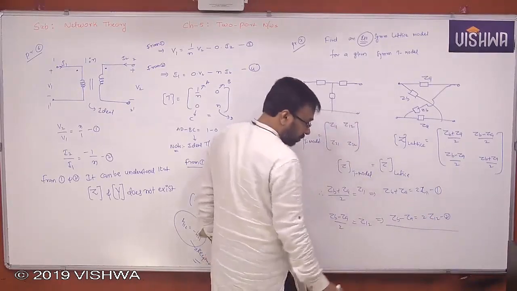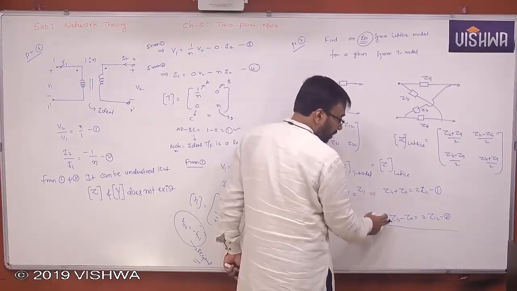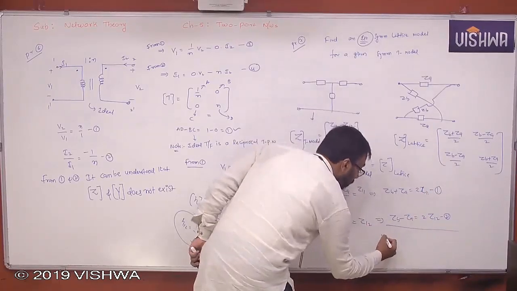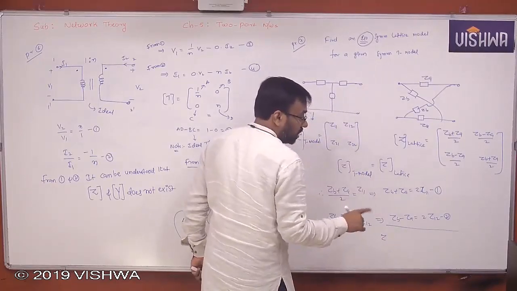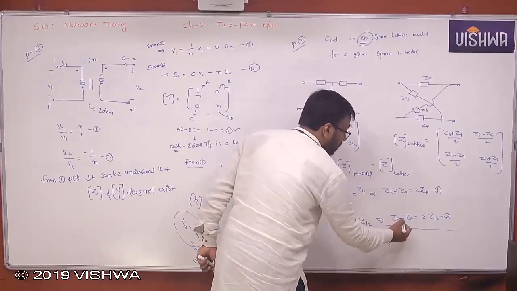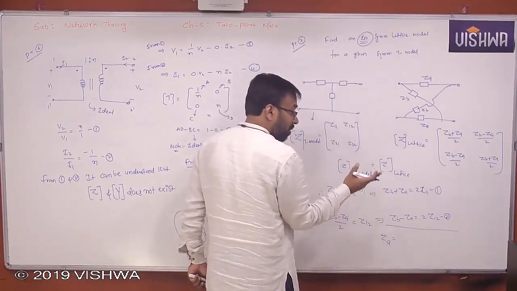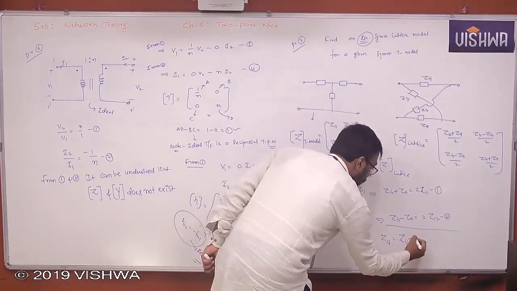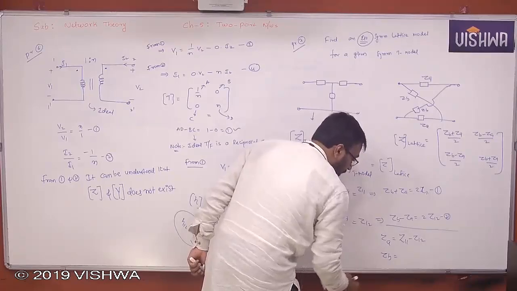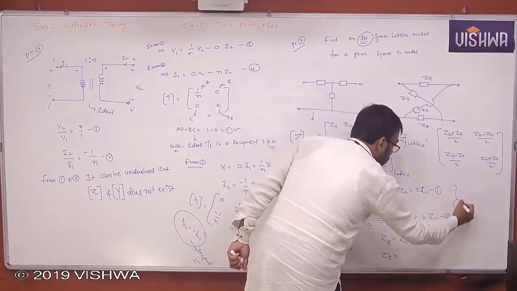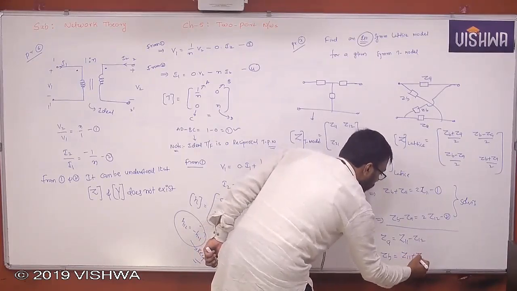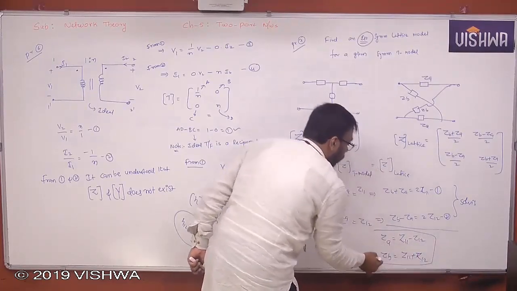Solving these two, ZA gets cancelled. 2ZB is equal to 2Z11 plus 2Z12, the 2 gets cancelled, and finally ZB is equal to Z11 plus Z12. What about ZA? Subtracting, ZA is equal to Z11 minus Z12. So ZA is Z11 minus Z12 and ZB is Z11 plus Z12, from solving the two equations. This is very, very important.